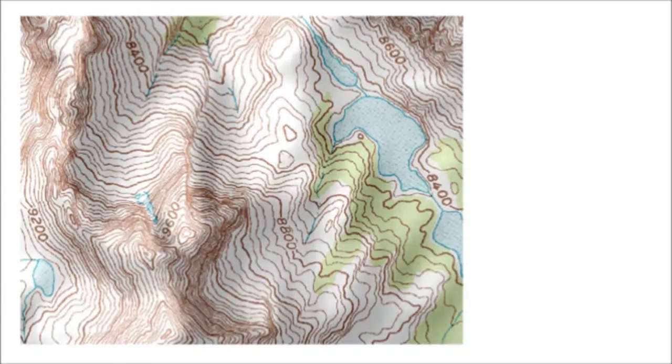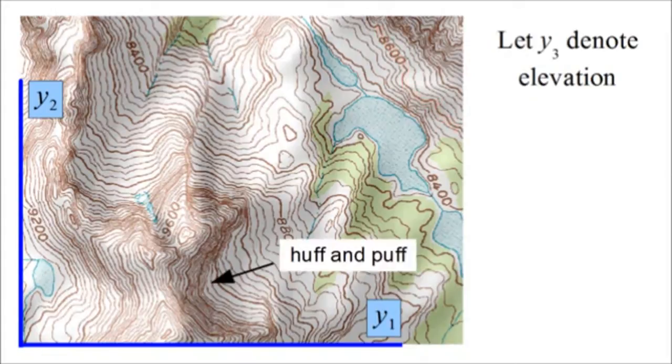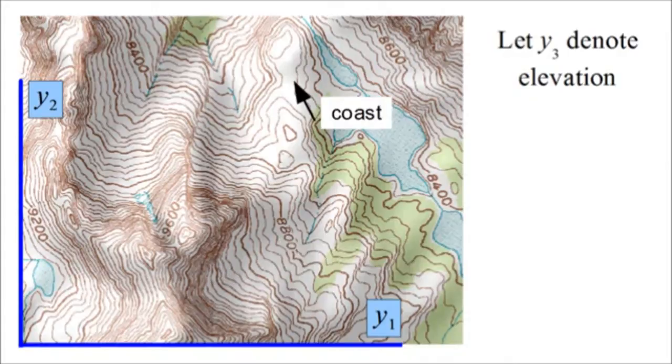Consider the surface represented by a topographic contour map. Position on the map is uniquely specified by two coordinates, say y1 and y2, typically longitude and latitude. The third coordinate, y3, is represented by labeled constant elevation contours. Where the contours are close together, the terrain is steep. Where they are far apart, the ground is relatively flat.